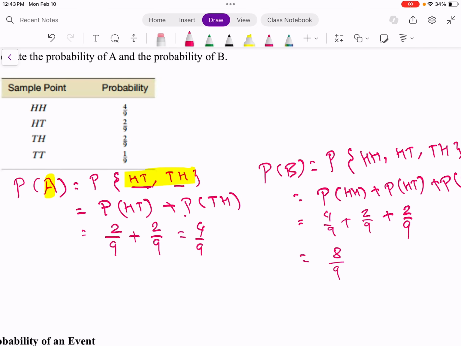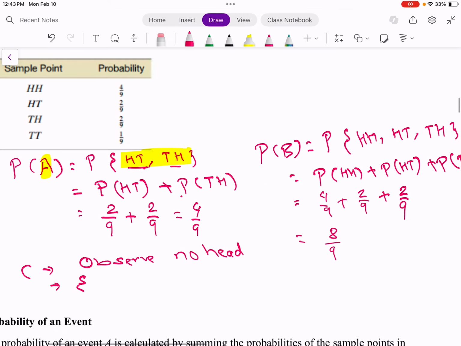Okay, now for example, we have an event C: observe no head. Now what will be the sample point for this event? You observe no head. Tail, tail is the sample point. Okay, and if we are asked to find the probability of this event C, then this is the probability of getting tail, tail. And what is this probability? 1/9, okay, 1/9. So every time you are finding the probability of any event, you have to have the sample points of that event, okay? Then only you can find the probability.